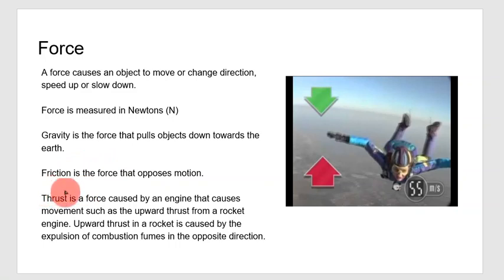Thrust is a force caused by an engine that causes movement, such as the upward thrust from a rocket engine. If you take a spaceship that wants to move, the force of the engine is the thrust force, and it works against the force of gravity on the earth so it can get out of the earth's atmosphere. Upward thrust in a rocket is caused by the expulsion of combustion fumes in the opposite direction of the rocket.